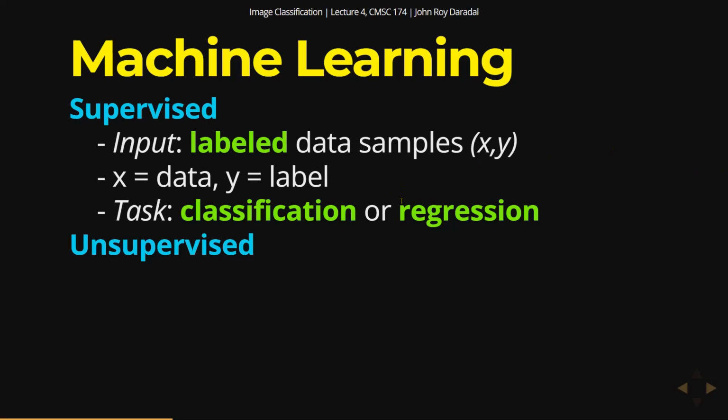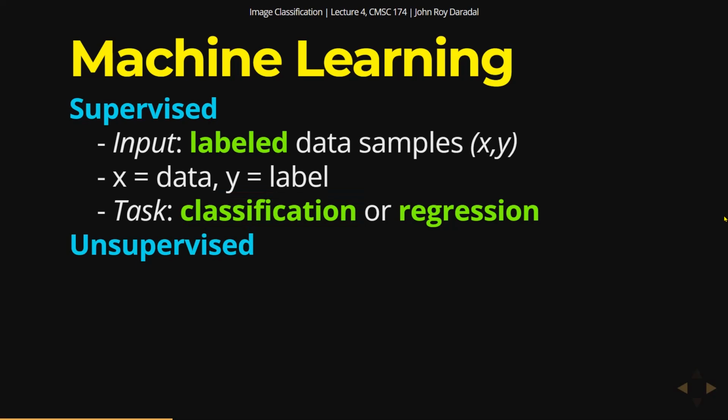For classification, this is usually used for discrete variables, so you have a discrete set of classes, whereas regression is used for continuous variables, or if you are trying to project what the value of a certain data point is given these properties. But we'll focus on classification in this lecture.